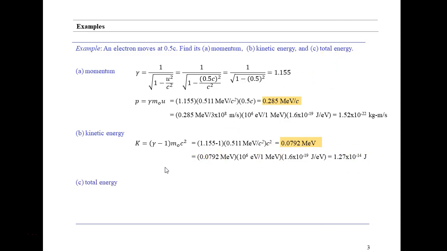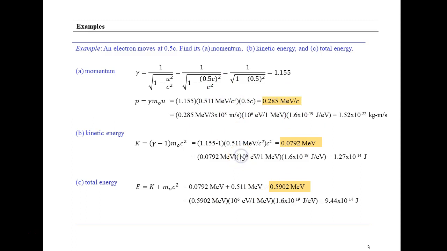And then total energy, that's just the sum of kinetic and rest energy. So we add those two, right? And we get a total energy of 0.5902 MeV. Okay? So that's the nice thing about using these common relativistic units in these equations. Oh, yeah, and I guess if asked, you can convert that, again, to joules.